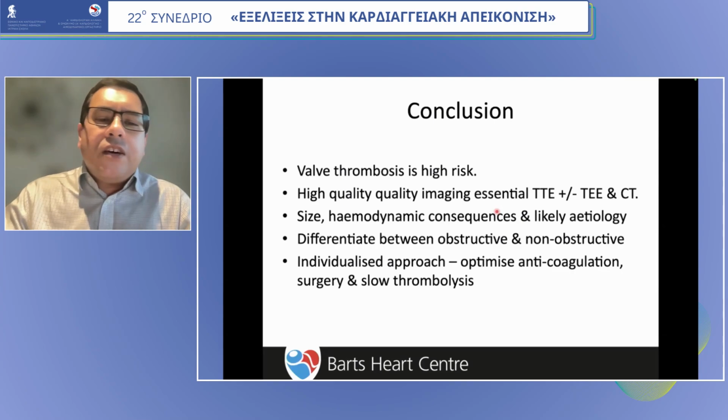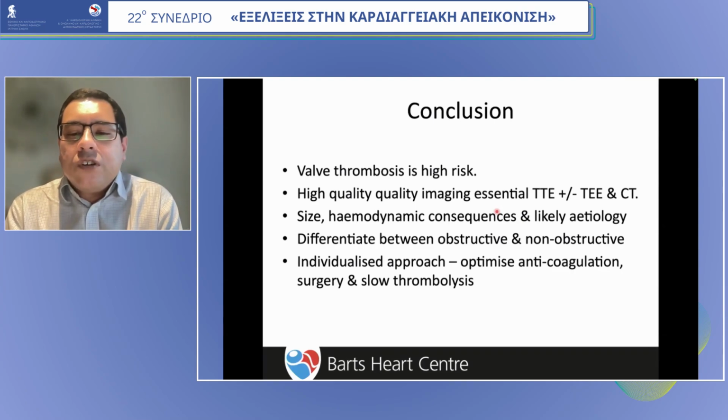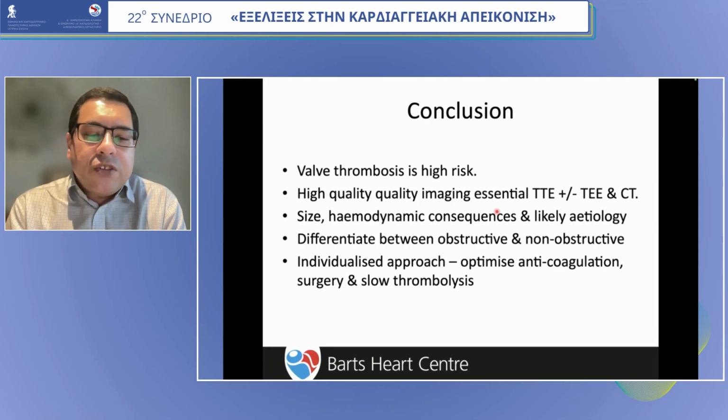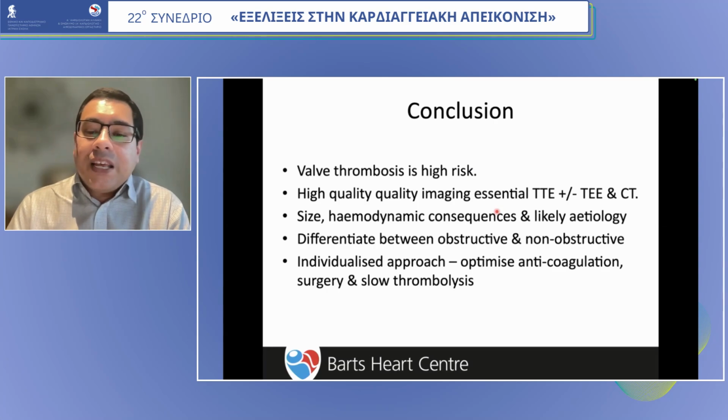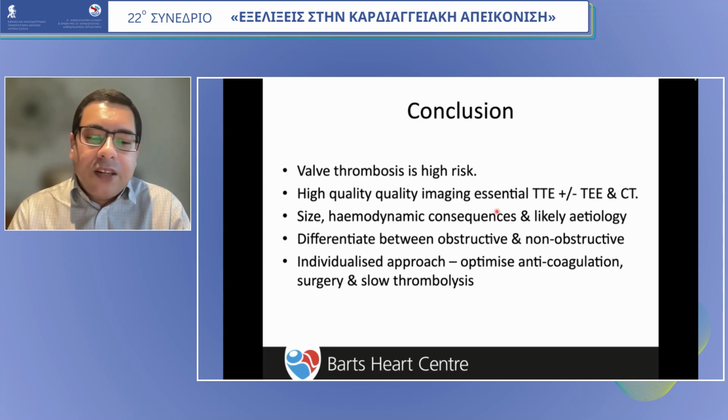So I'll conclude here that valve thrombosis is high risk, high quality imaging is essential, and it's a combination of transthoracic, transesophageal, plus or minus CT or fluoroscopy. We need to assess the size of thrombus, hemodynamic consequence, and likely etiology. We need to differentiate between obstructive and non-obstructive thrombosis, and use an individualized approach to each particular patient, whether it's optimization of anticoagulation or antiplatelet, surgery, or slow thrombolysis.